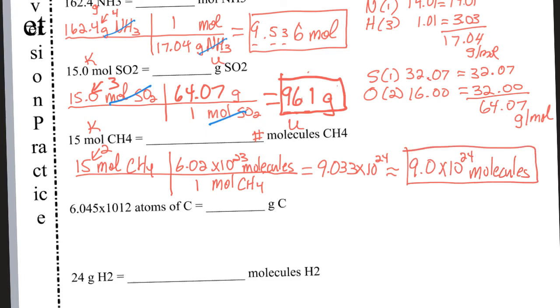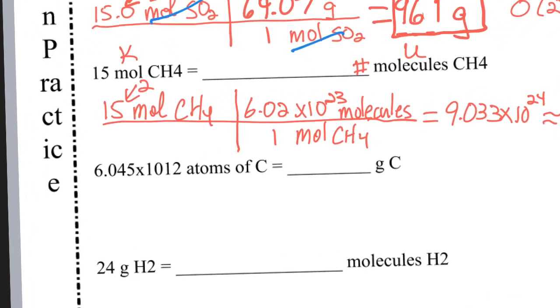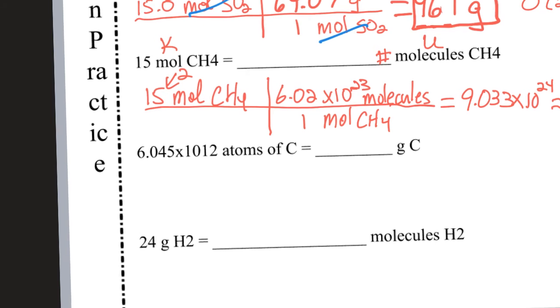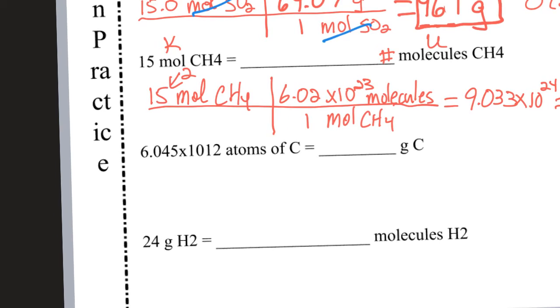So if I start out with 15 moles, I'm going to get 9.0 times 10 to the 24th individual molecules. Let's check out this one. Now, this one we're going from atoms, which is our known, to grams, which is our unknown. This is a 2-step problem. The problems we've done up to this point had 1 conversion factor that you needed to add in. Now we're going to need 2 conversion factors. But let's just lay this out and see how everything matches up.